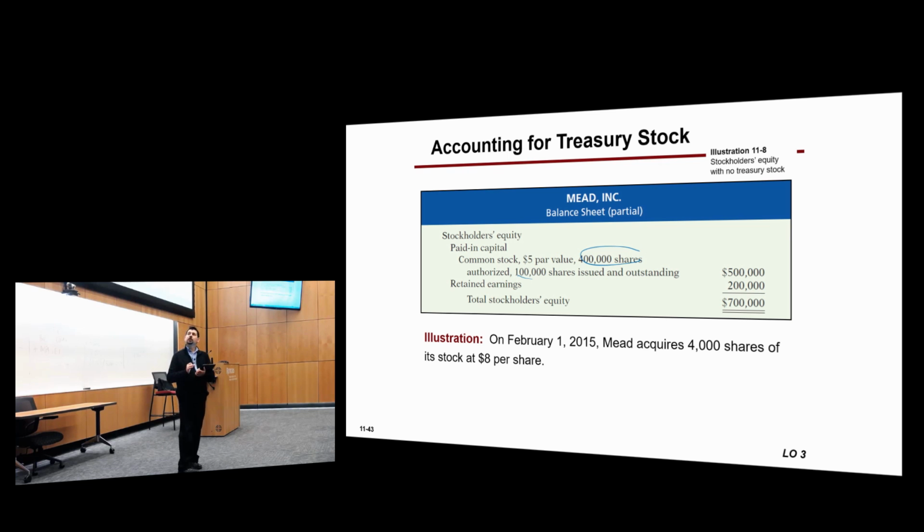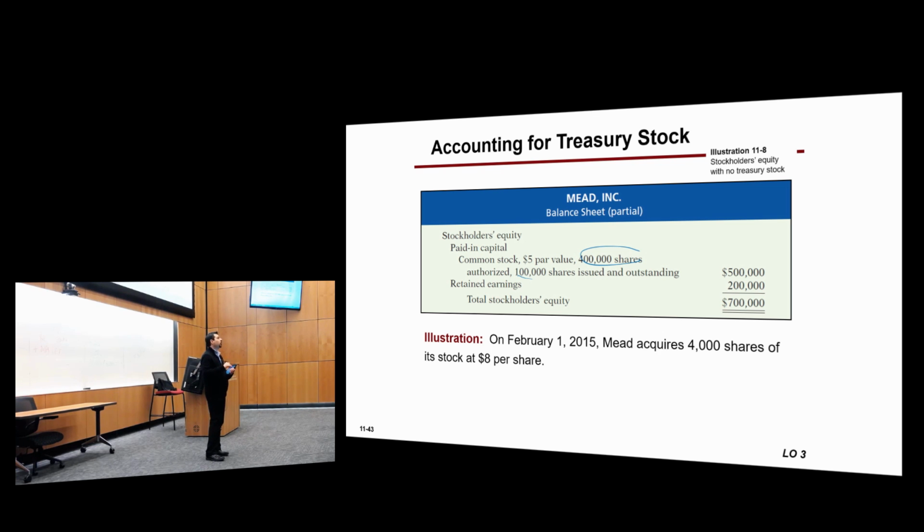How many treasury stocks does the company have? Zero. If they are not issued, they are not out there. The company has the right to issue those stocks, but they are not out there. So the issued ones will be part outstanding, and the other part will be treasury stock.